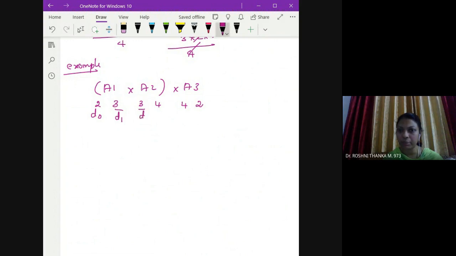So for this also let me name it as D1. This let it be D2, and this should be the same, right? So let me give it as D2, and let me name this as D3. Some names I have given.